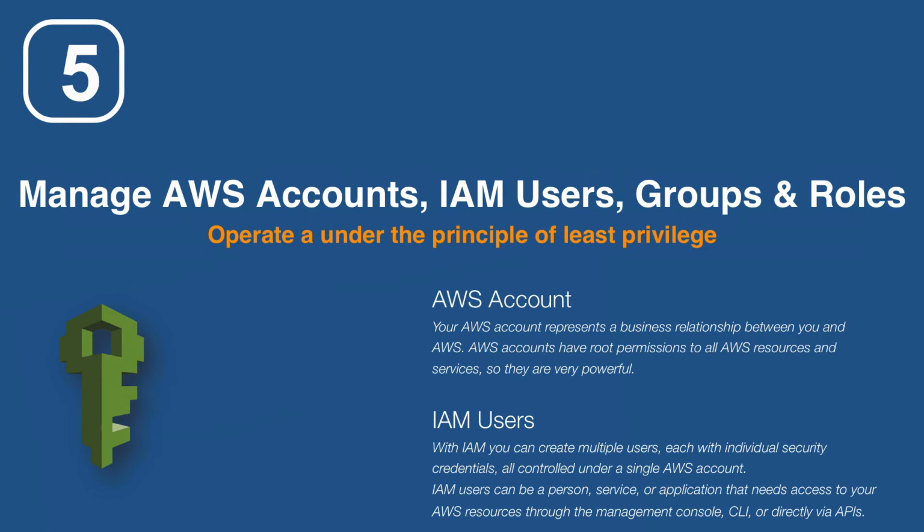Number 5, manage AWS accounts, IAM users, groups and roles. And we're going to talk about this over 3 slides. So your AWS account, that's the top level entity, okay, that represents your relationship with AWS. And the credentials that are assigned and associated with that root account are very powerful. They have complete authority over all of the resources that are created within that account. So authority to create new resources and also to destroy existing resources or modify them.